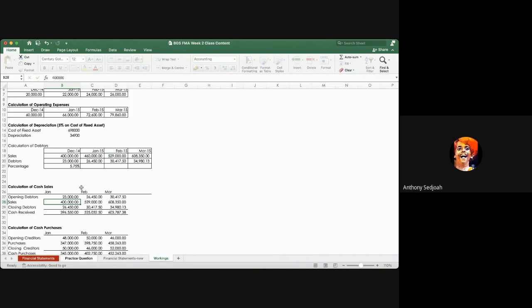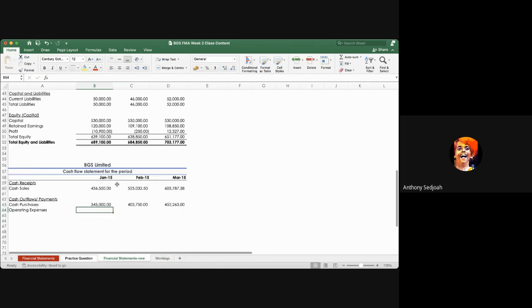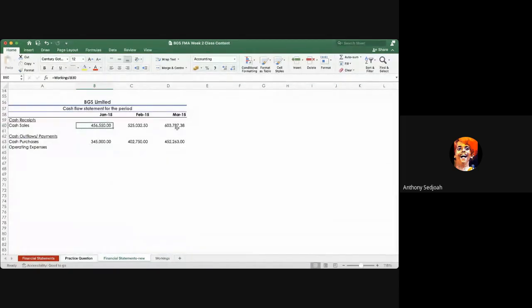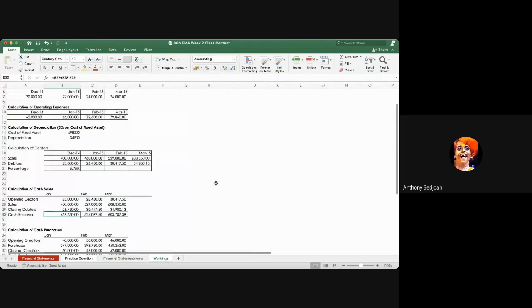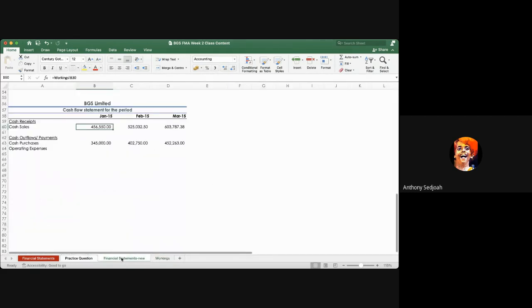Okay, so the good thing is because we are solving it in Excel, we can just go and rectify the error here. So this is the sales for January, 460,000. So it's going to update our cash received over here, and then it's going to update our cash flow over here. Are we good to go? Yes. Okay. So Isabella, give us operating expenses.